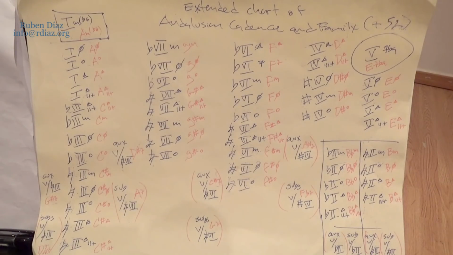Flat 6 dominant, first major, flat 6 13/9, and 5, 7 flat 9.